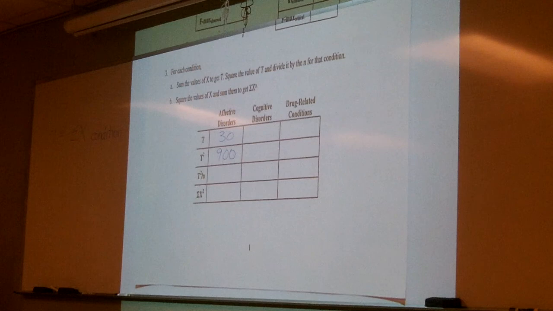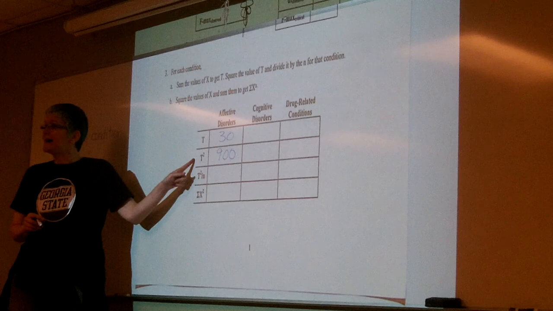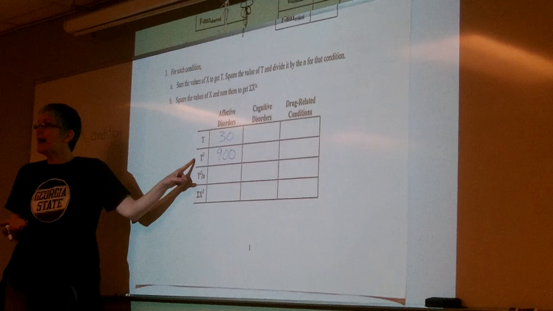T squared over N. You're going to take the T squared value you just calculated and divide it by the sample size for that condition. Okay, and that was 5. So you're going to take 900 divided by 5. 180.